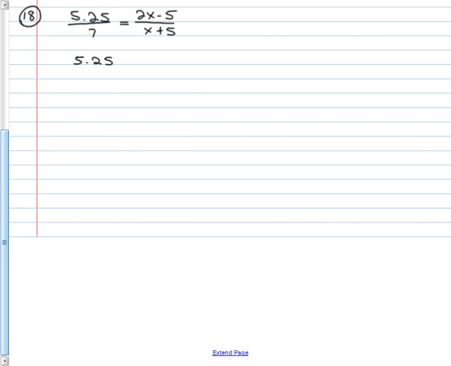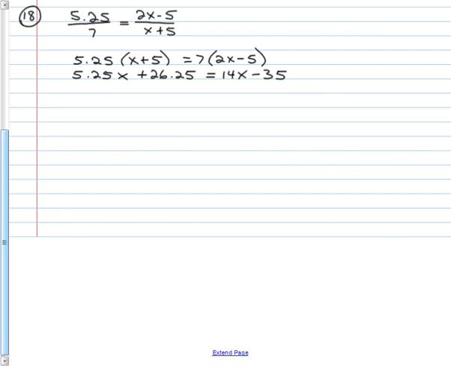5.25 times our x plus 5, the whole thing in parentheses, equals the 7 times the 2x minus 5, and again, 2x minus 5 in parentheses. So we're multiplying 7 times that complete thing. All right, need to distribute, starting on the left. 5.25x plus 26.25, if I did that right, equals 14x minus 35. All we're doing there is distributing.